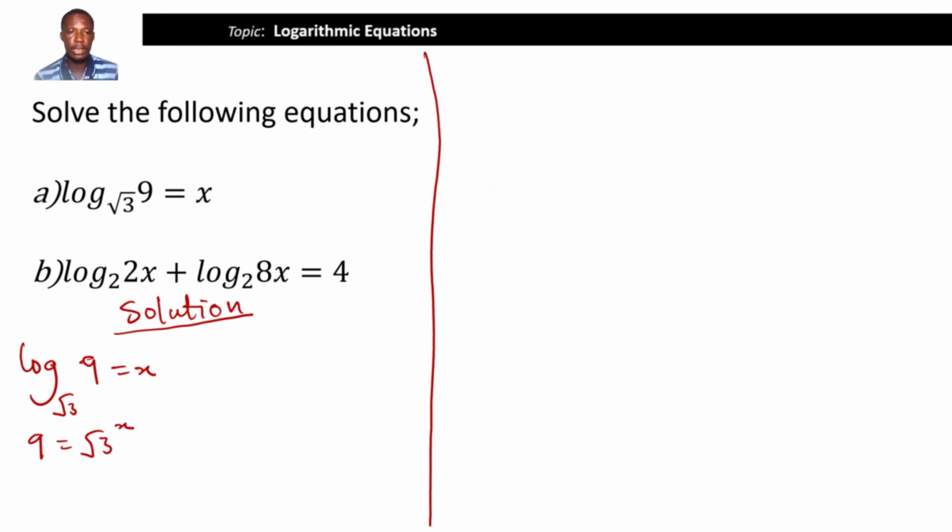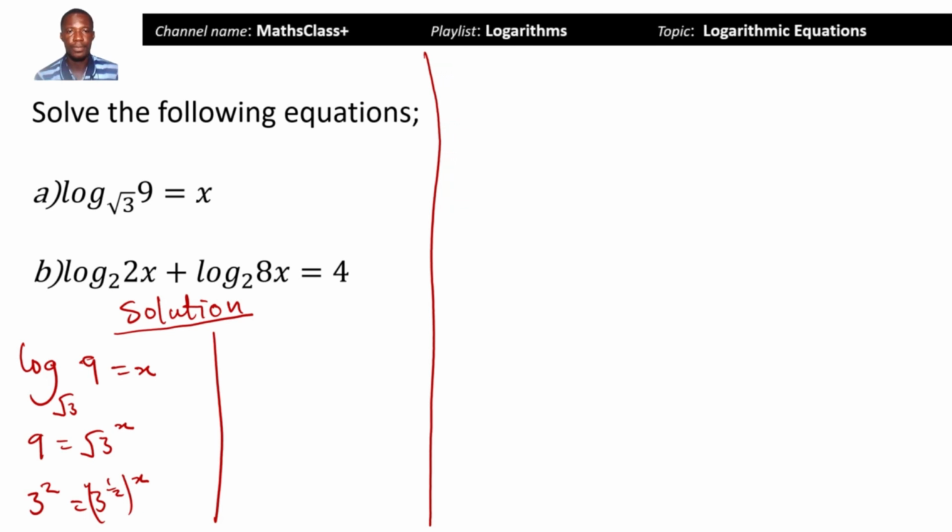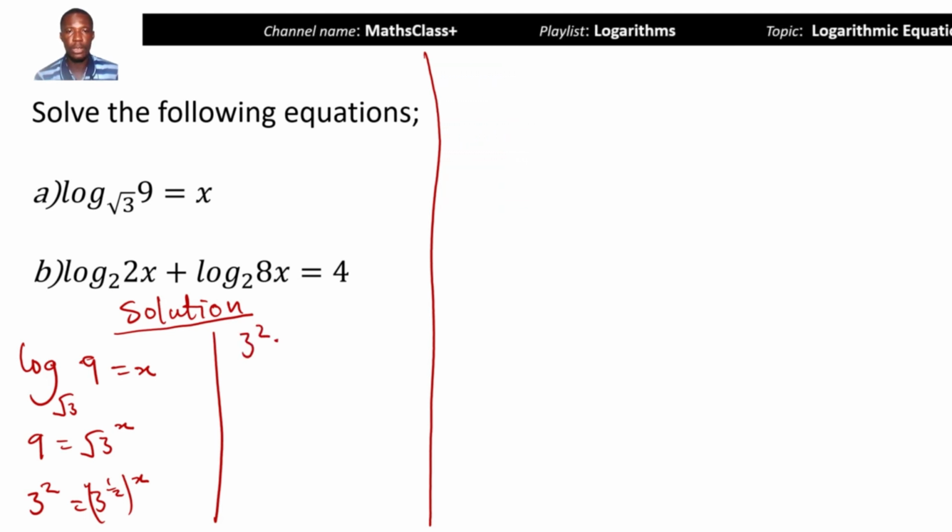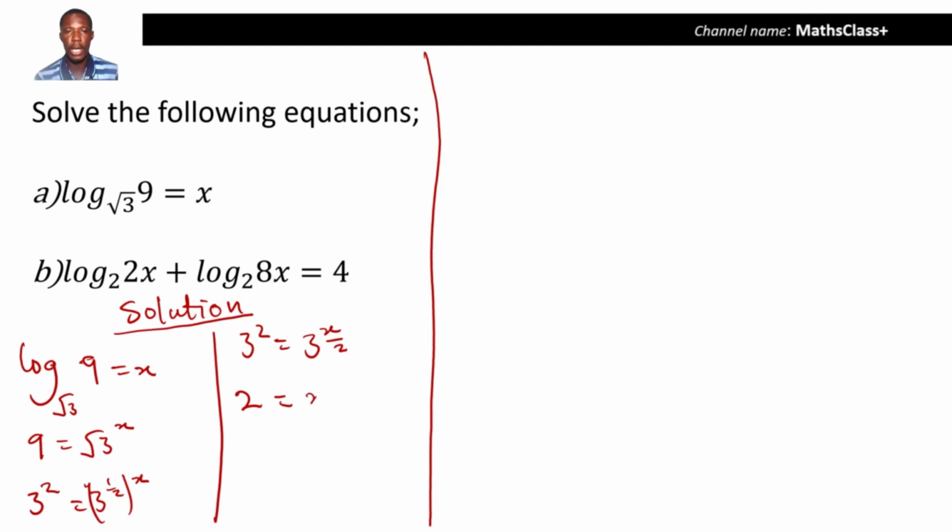I can rewrite this as 3 to the power 2 is equal to 3 to the power half, and then multiply by power x. So I continue. So 3 to the power 2 is equal to 3 to the power x over 2. Now, since the bases are the same, I can equate their exponents as 2 is equal to x over 2. So I'll multiply through by 2, and I have 4 is equal to x. So my x is equal to 4.